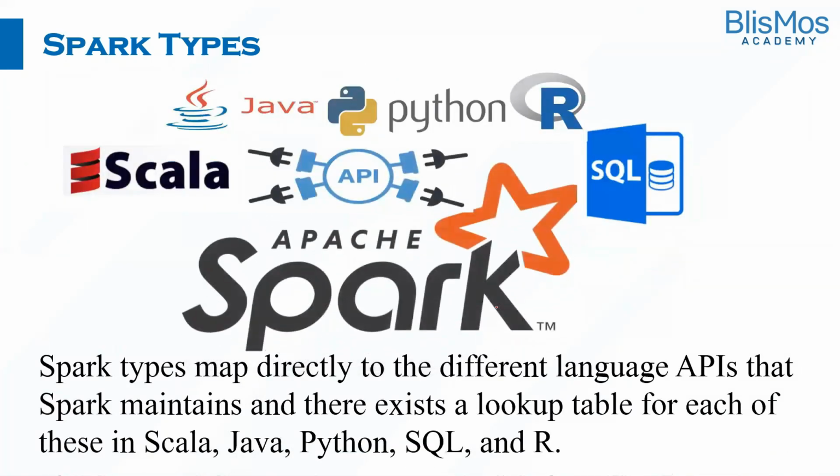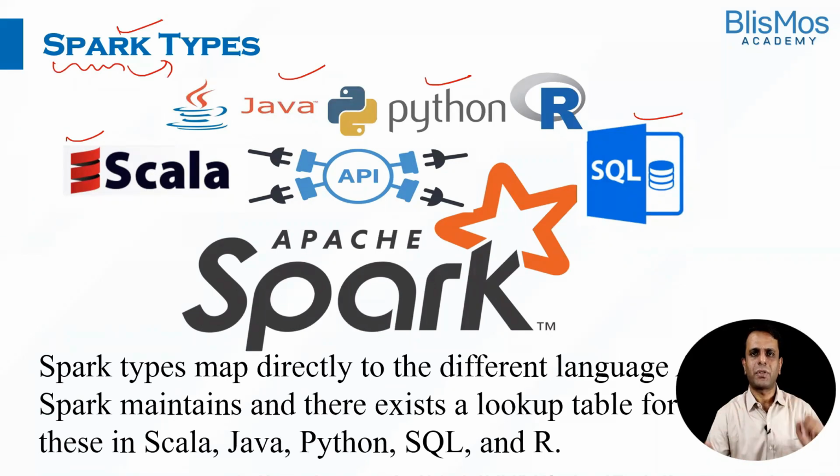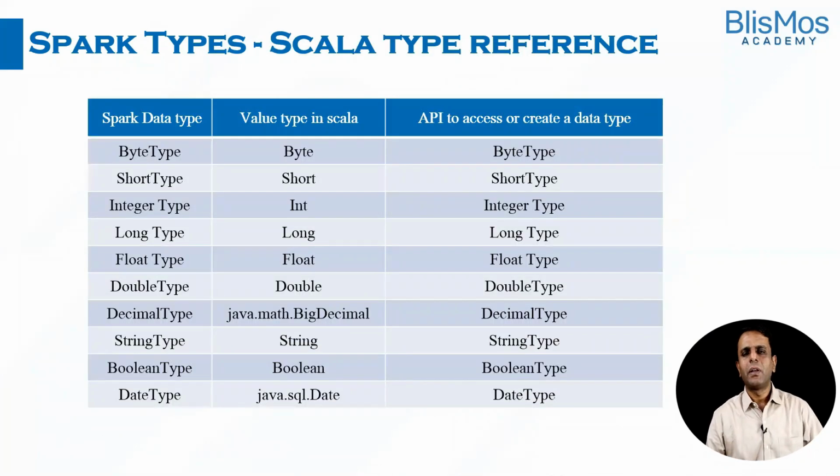And one important thing is that Spark also supports different languages like Scala, Java, Python, SQL. These are the different languages which are supported by Spark through the language APIs. Spark has its own types, and obviously each of the programming languages has its own types. There is a direct mapping between the Spark types and each of the language APIs, so that Spark will be able to recognize, translate that, and execute the data processing tasks. So let us see a couple of examples here.